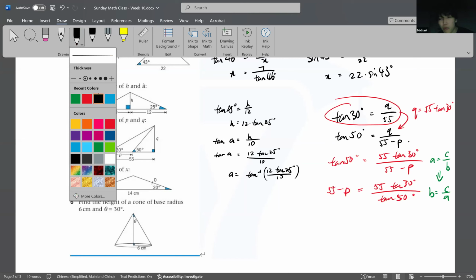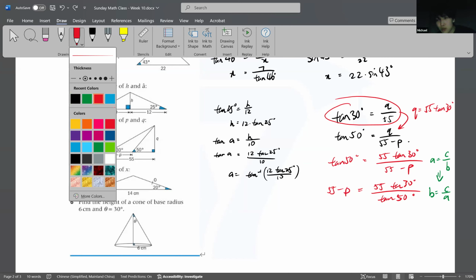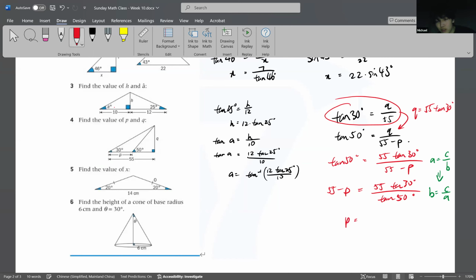Now the reason I want to do that is because I want to isolate P out. You've got A over this divided by this, so we have this equals this divided by this, and now P is isolated and we can further solve this. So 55 minus P equals that, so P equals 55 minus that, right?